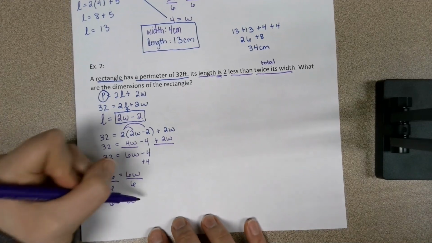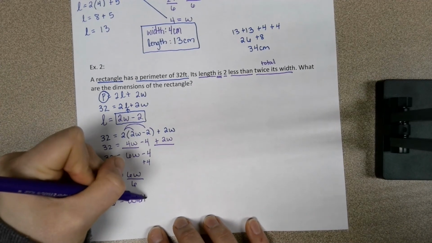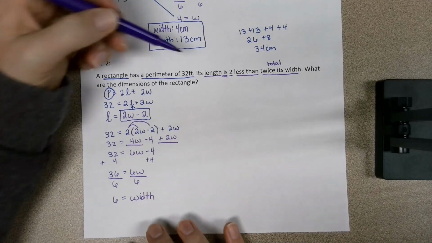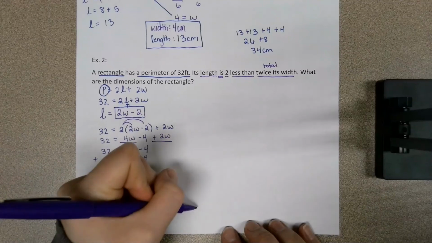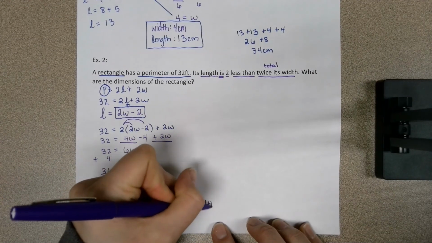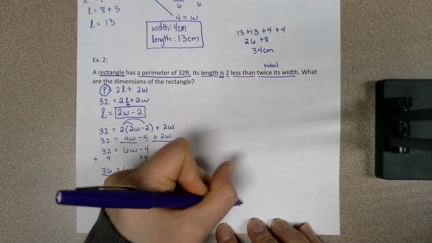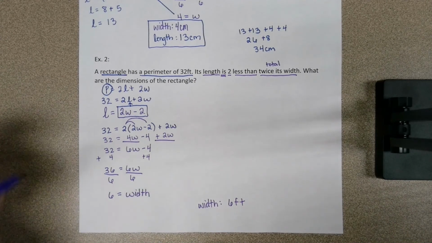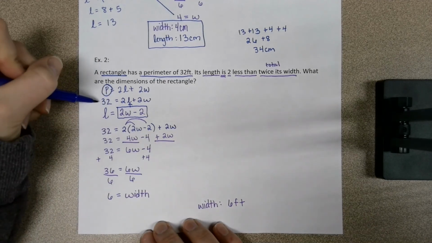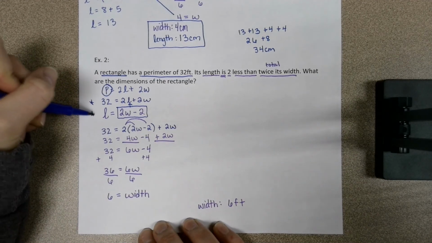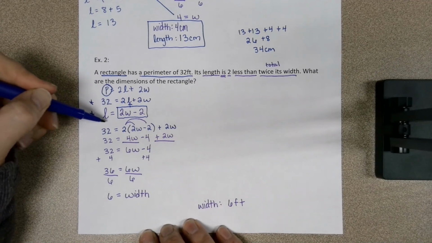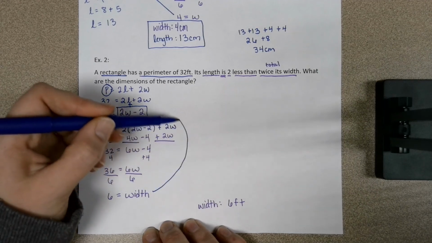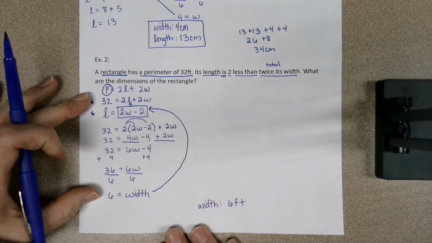Again, W in this case is the width. And this time we're talking feet. So we would say that our width is 6 feet. Then we can substitute that 6 in to either of our equations up here to solve for the length. We want the length, so I'm going to use the equation that's already with the length isolated, and plug it in and solve.